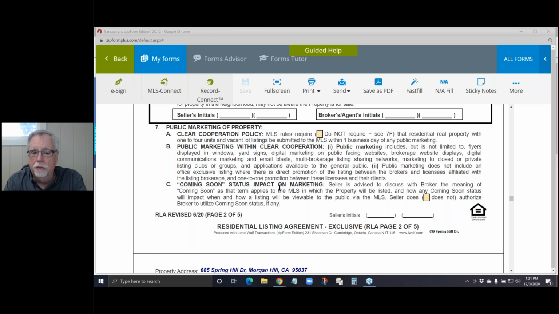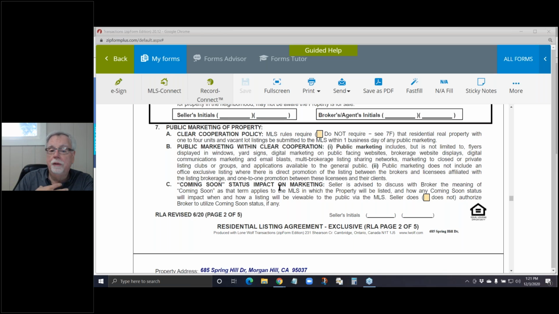Now, you do understand that in addition to putting it on the MLS meaning it might get more exposure, it also means that there's going to be an obligation to pay a commission, which is what I think a lot of people in NAR were voting for. Because what they weren't happy with is listing agents pocketing the listing, not putting it in the MLS, selling it themselves, and not giving the other agents a shot at it.